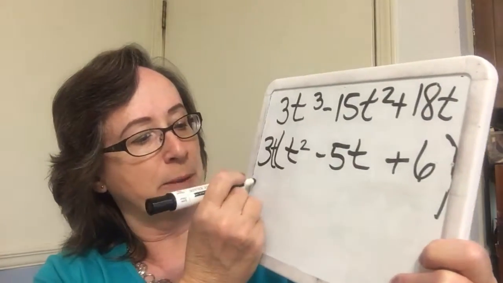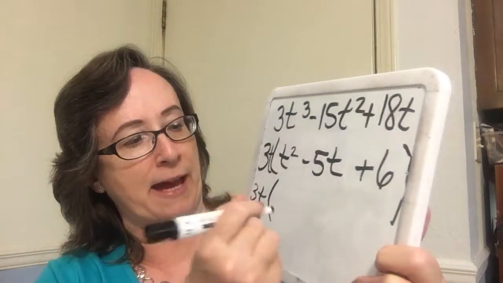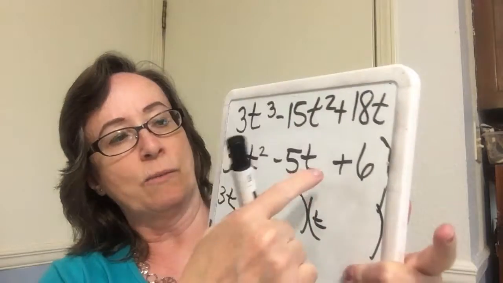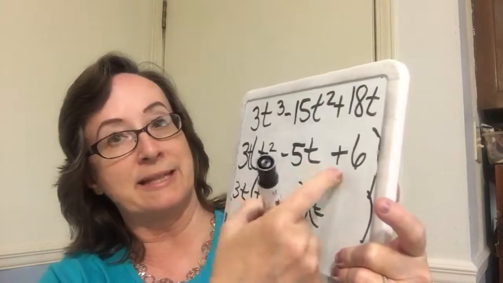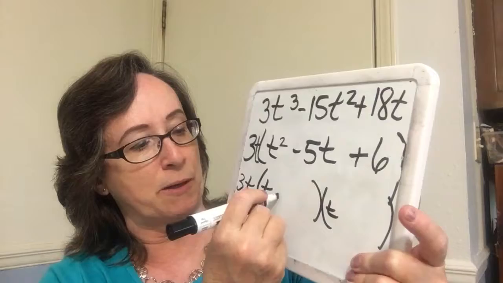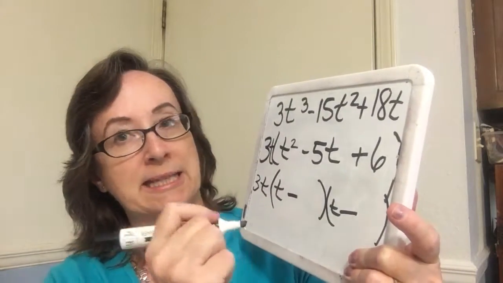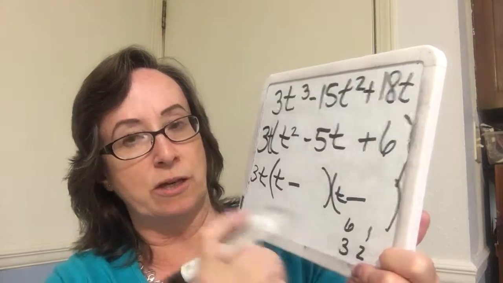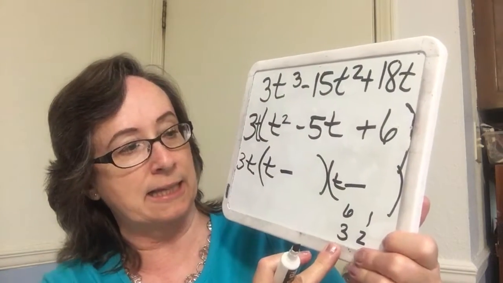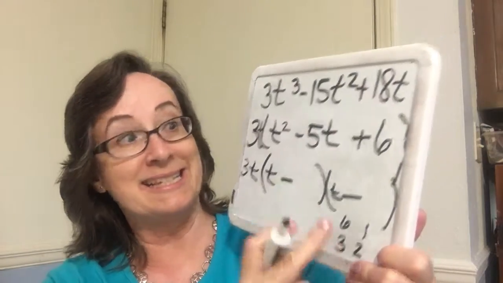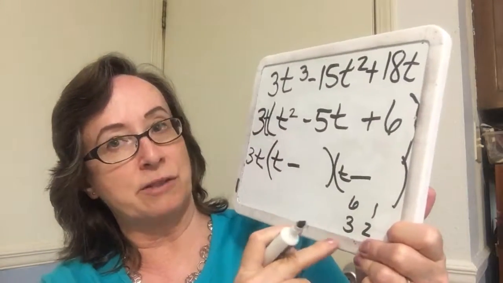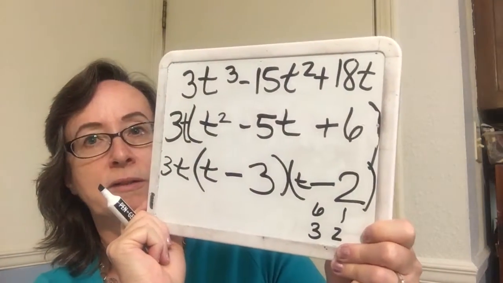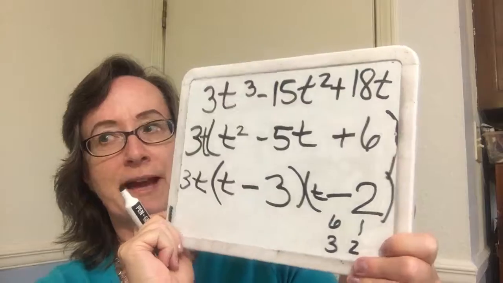Okay? So now I'm going to pull down my 3t so I don't lose my factor, and now it's one of the simpler ones that just has a t and a t. We have a sum, so that means we have the same sign, but this one says they're both negative. I'm going to split 6: 1, 3, 2 are my factors to get to 6, and I'm looking for a sum of 5, so I'm going to use the 3 and the 2. So minus 3 minus 2, and those are my factors.